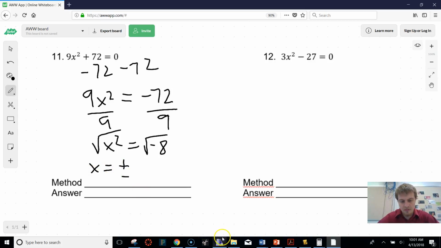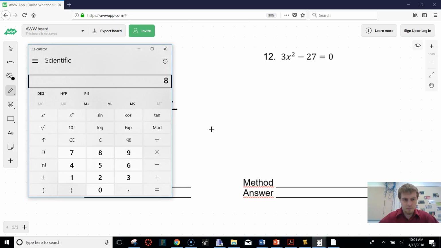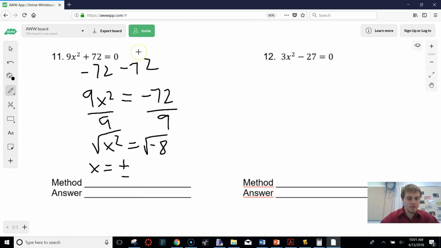Now I don't know what the square root of 8 is, so I'm going to bring that up on my calculator. And that's going to be 2.8. So this would be 2.8i, or plus or minus 2.8i. Do not forget the plus or minus. This is a squared problem. It should have 2 answers.